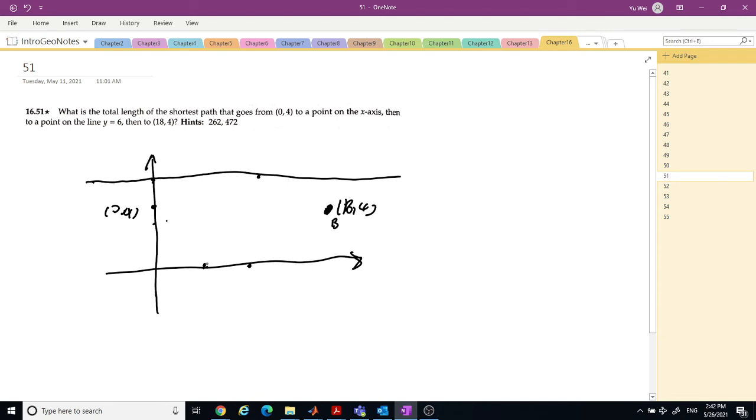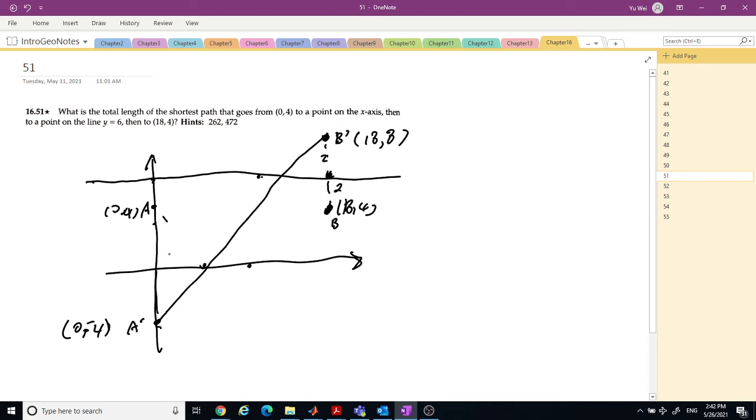So we want to find this bouncing to here, right? For the first bouncing, we need to do A prime. So that's (0, negative 4), right? And for the second bouncing, we need to do this. This equals this, so we do B prime. This is 2, so it's 18, and 6 plus 6 is 12 on the other side... 6 plus 2 is 8, right? So now you connect this line. This is the shortest line, see? Okay, so this is PQ.